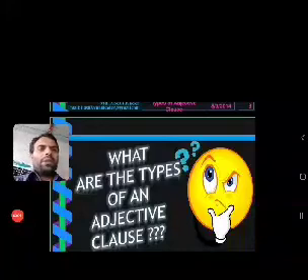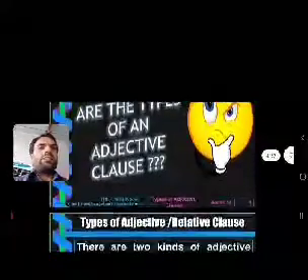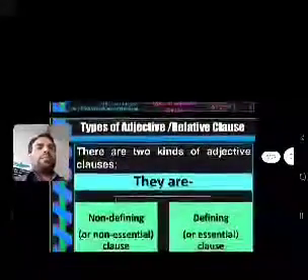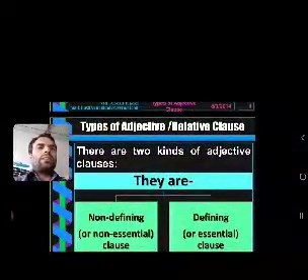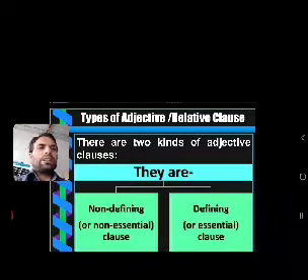You might be wondering, what are the types of an adjective clause? How many types are there? Yeah, let us crack it. Let us know about the relative clauses. So here you can see these are the types of adjective clauses. Adjective clauses are nothing but relative clauses.